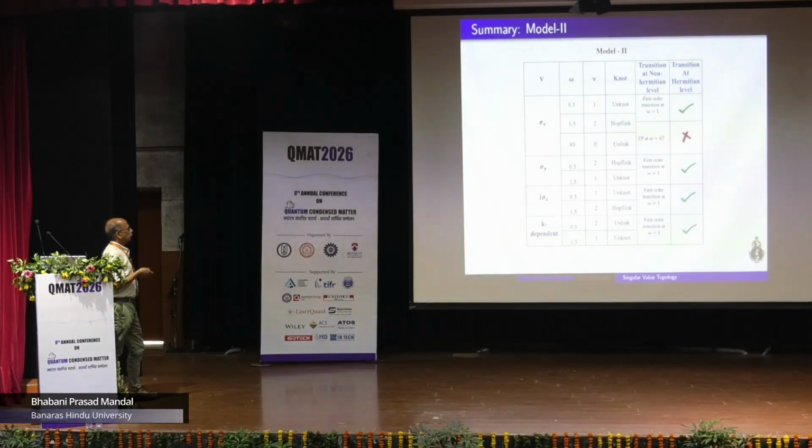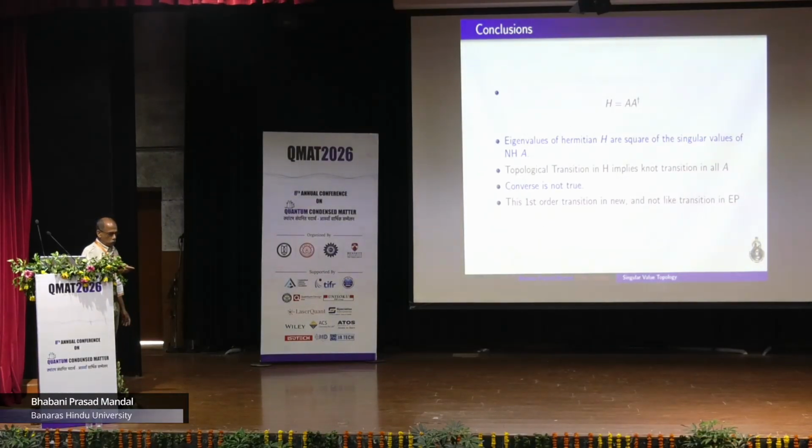This is also for model 2. Again, we found that our transition is different, and there is no topological transition in the Hermitian model, with no gap closing at the EP. Okay, so this is my conclusion.